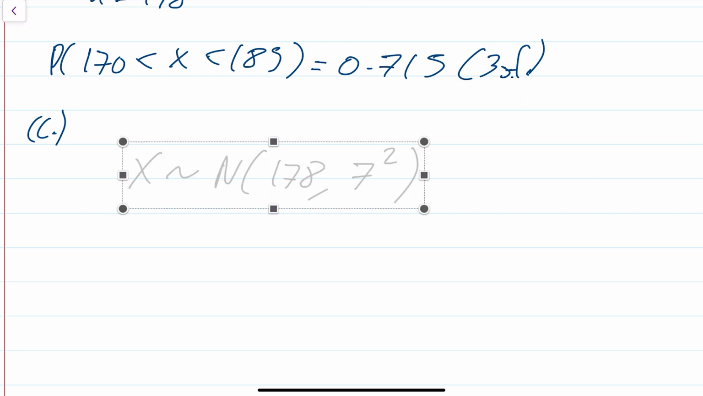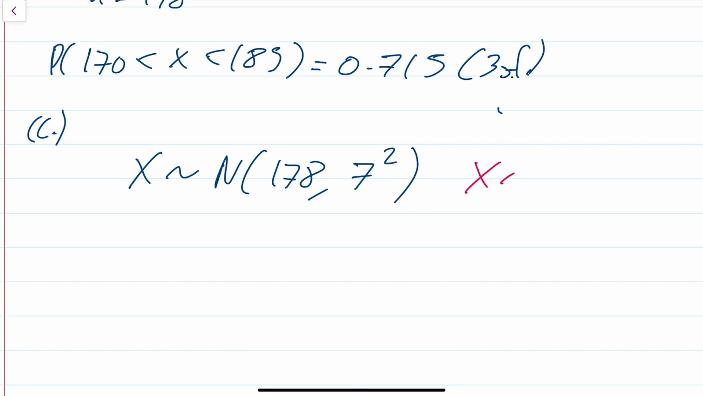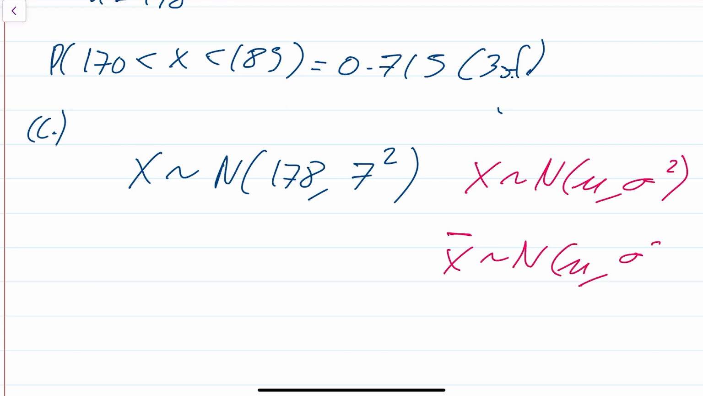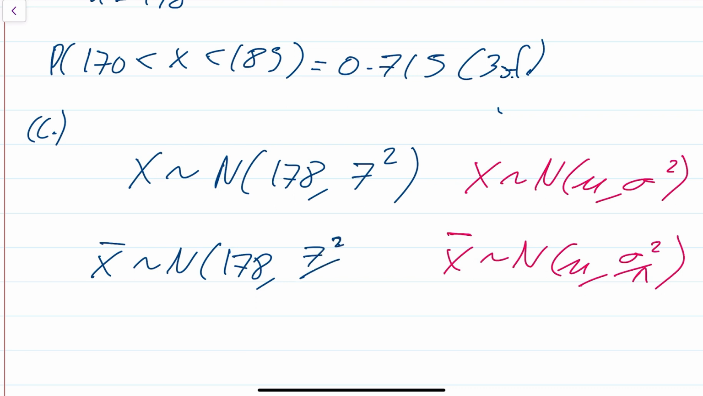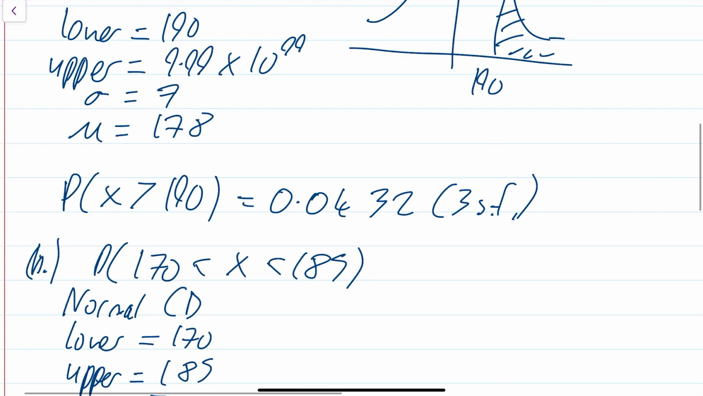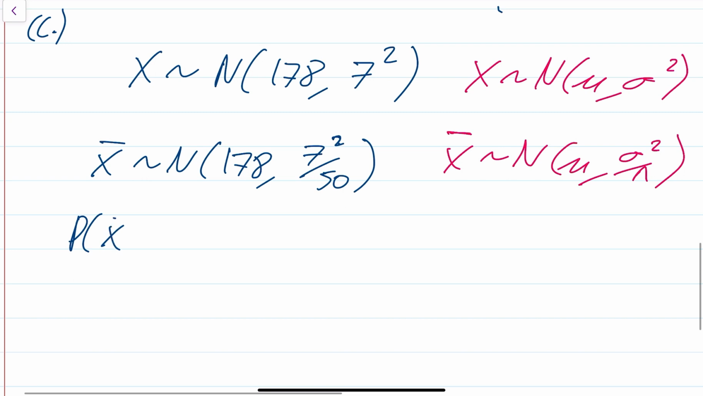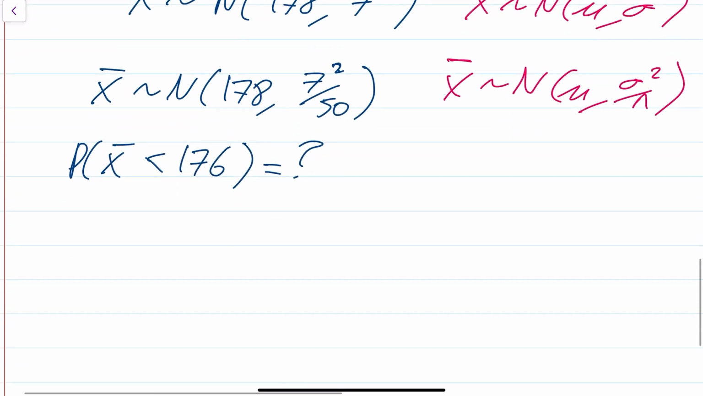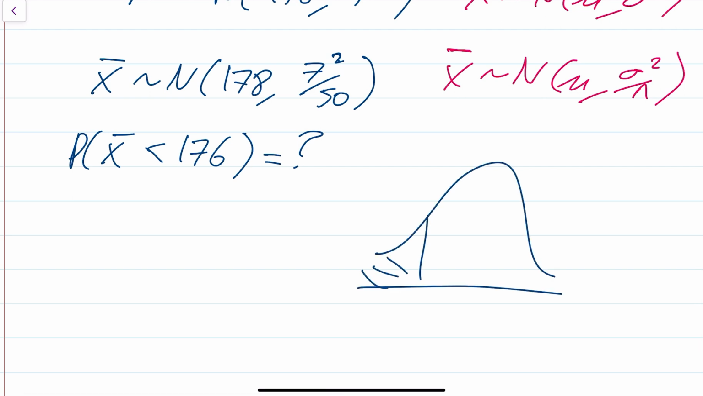Remember that was your X being distributed with a mean mu and a variance sigma squared. What we're going to look at now is X bar, so we have a sample and it's distributed with a mean mu, and the variance is going to be sigma squared over n. So in our case, your X bar is distributed normally. 178 is still the mean, but the variance is going to be 7 squared over 50, because your n was 50. We had 50 adults, and we want to find the probability that X bar is less than 176. So we'll just do a diagram. There's your 176.